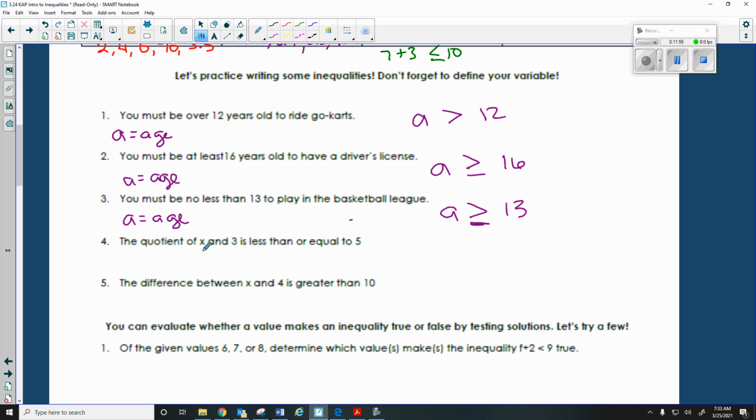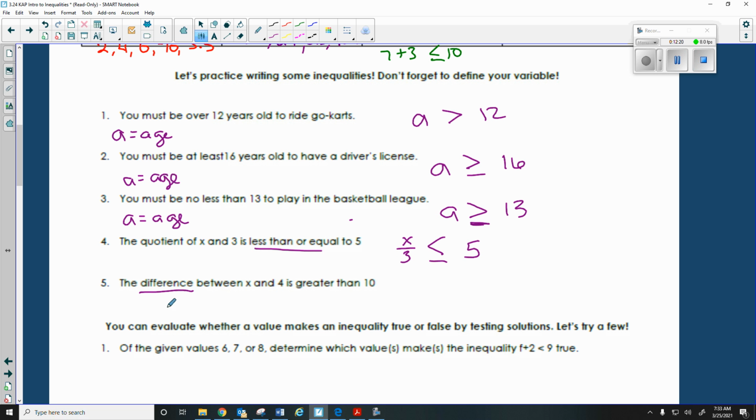The quotient of x and 3 is less than or equal to 5. It tells me the symbol right there. The quotient of x and 3, so that means I need to take x and divide it by 3. I'm comparing that answer to 5. If it is less than or equal to, it's going to have that line, and that quotient is going to be less than or equal to 5. It's going to eat the 5.